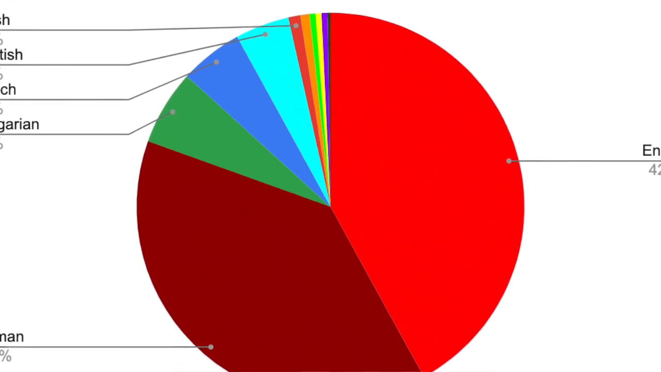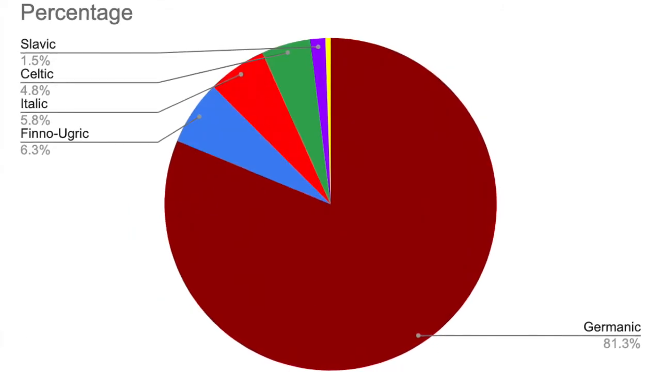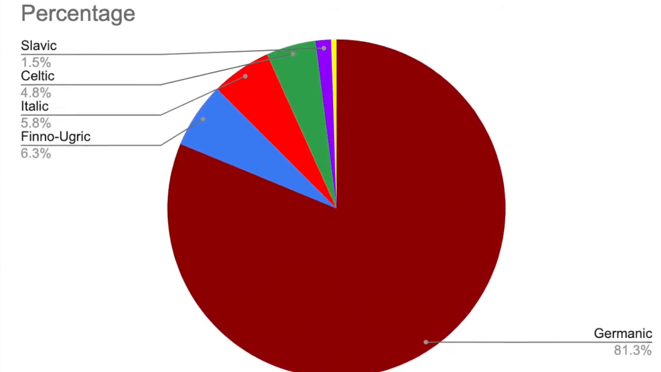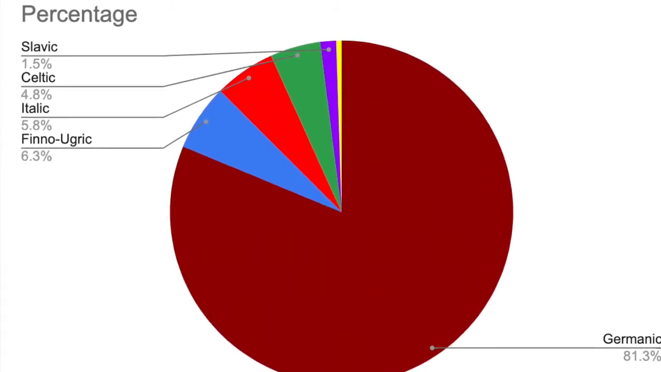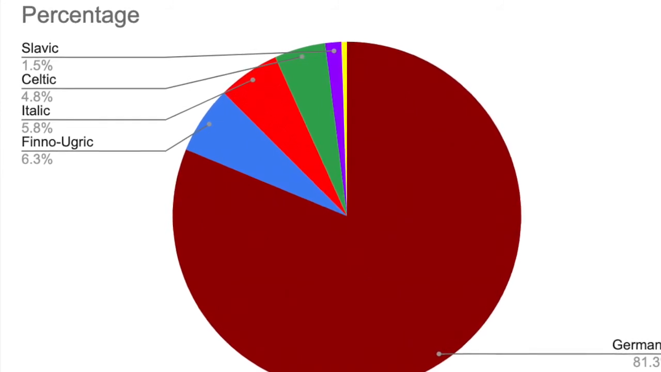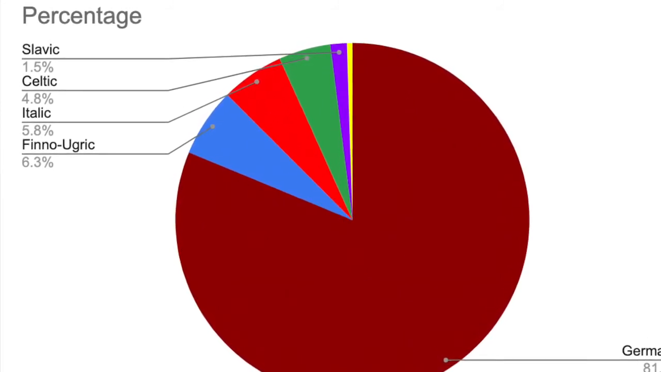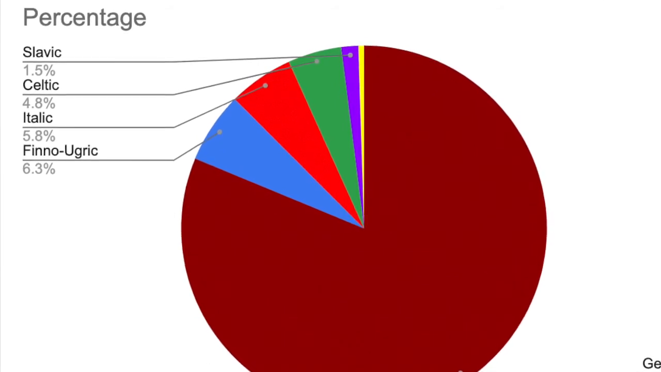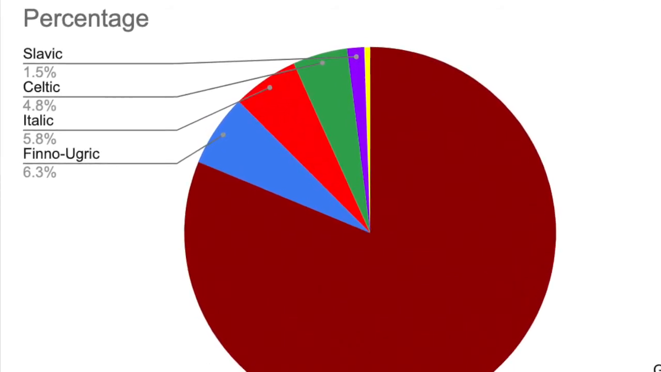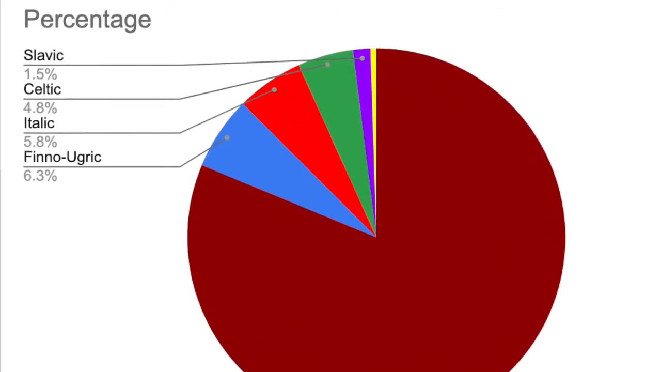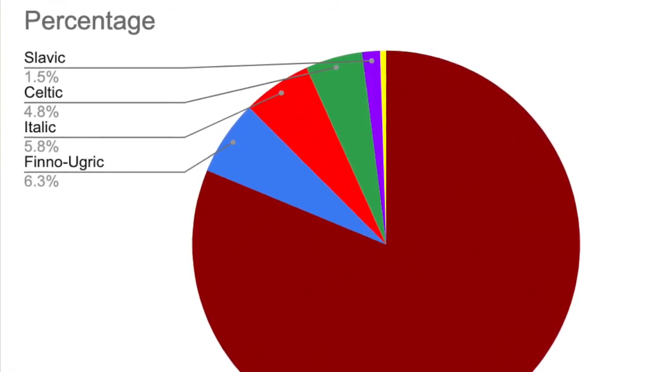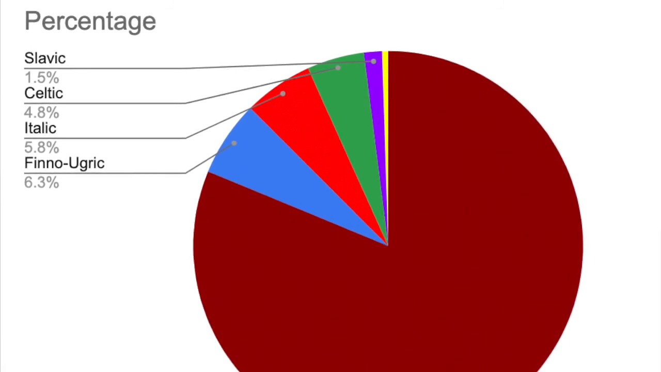And if we're looking at broader macro groups, like ethno-linguistic groups, of course, the largest by far is Germanic at 81.25%, and that is English and German, followed by Finno-Ugric, which is the Hungarian one. So that, again, is 6.25%. Italic, which is mostly French and a little bit of Italian. Celtic, which is the Scottish and Irish, that is 4.75%. Slavic at 1.5%, that is the Russian and the Polish. And then the Baltic at 0.5%, and that is the Lithuanian. And so, as you can see, at least in terms of ethno-linguistic groups, Elizabeth II is overwhelmingly Germanic, but that is not a surprise.